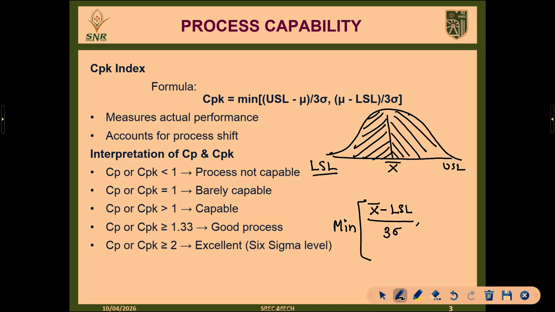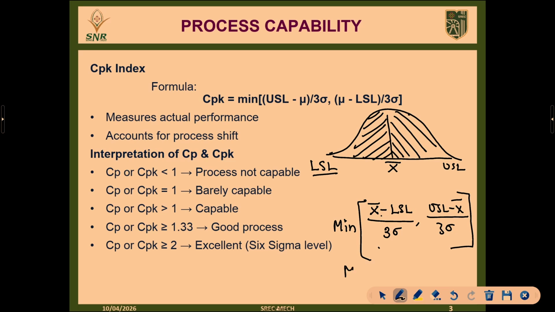Here we can see the maximum dimension is upper specification limit minus X bar divided by 3 sigma. So now two values we have calculated by splitting the entire spread into two halves based on the average value, that is X bar or nominal value of the component. Now X bar minus lower specification limit divided by 3 sigma will give you one value. Then upper specification limit minus X bar divided by 3 sigma will give you another value. Now we have to consider the minimum of these two values.